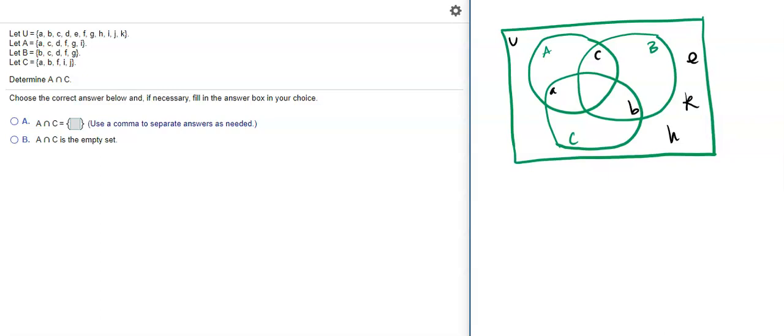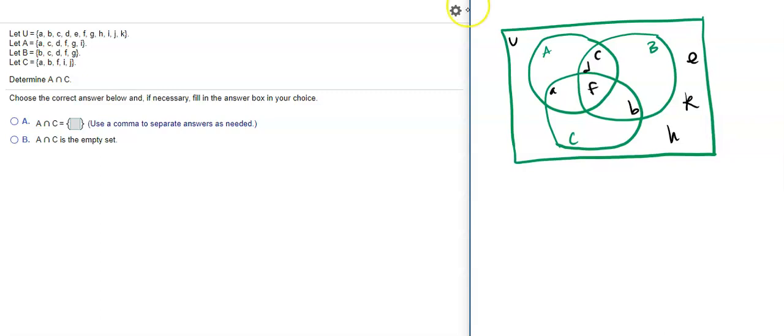D is inside of A and B, so the lowercase d should be there, but it's not inside of C. So we don't want to put it in the very middle. And then we're on to E. E is actually outside of these, it's in the universal set. F is shared between all of them. Do you see it? F, A, B, and C, they all contain F, so it should be in this super duper middle there. And then we have G is where?